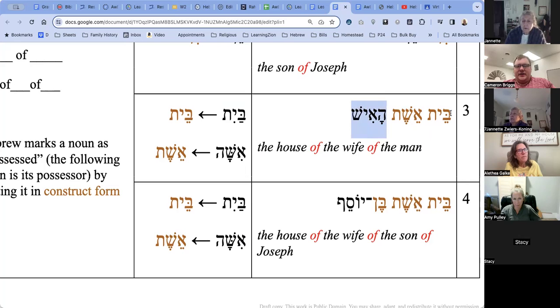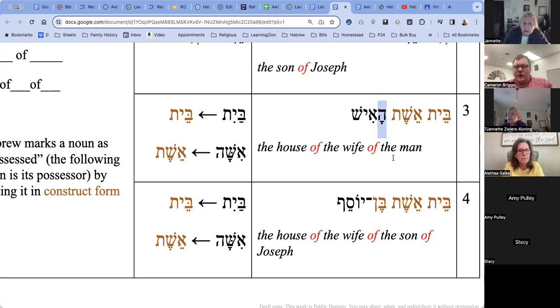So if this was just the house of the man, then we would say Beit Ha'ish. Beit Eshet Ha'ish. Actually, it says house of wife of man. So that is kind of interesting here, where in the English they have "the" on each of these, whereas this one has just one ha.